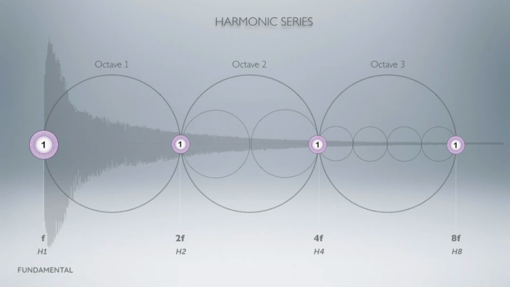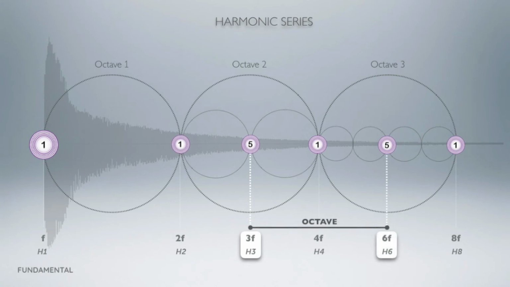The interval between H2 and H3 is called a fifth. H3 corresponds to the 5th degree of the major scale. Since twice 3F is 6F, then H6 corresponds to the same sound as H3, but an octave higher.